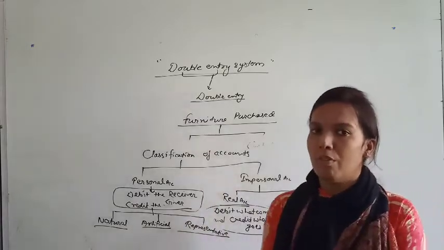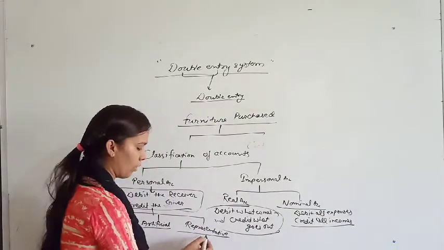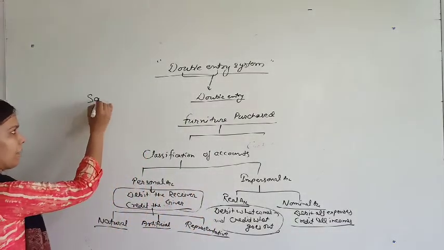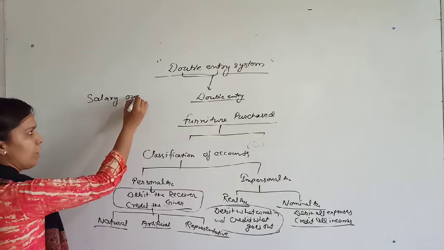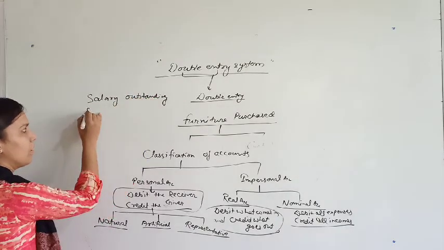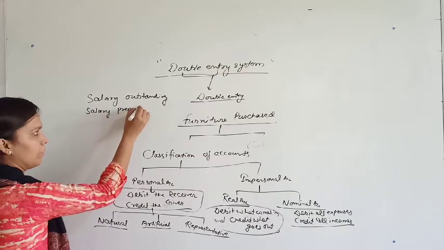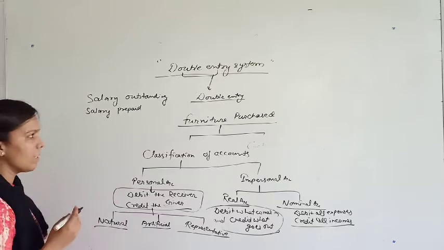Now the representative personal account. In representative, we will include four items that will be fixed. Which four items will we include here? I am writing here: salary outstanding, salary prepaid. I am taking salary as an example.